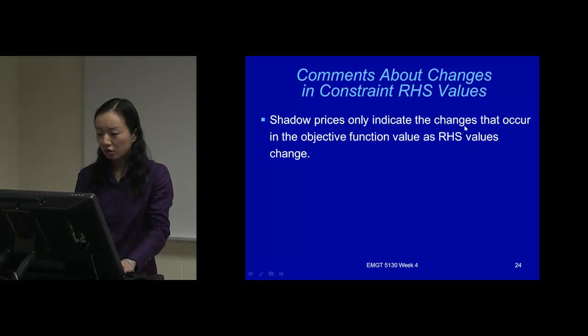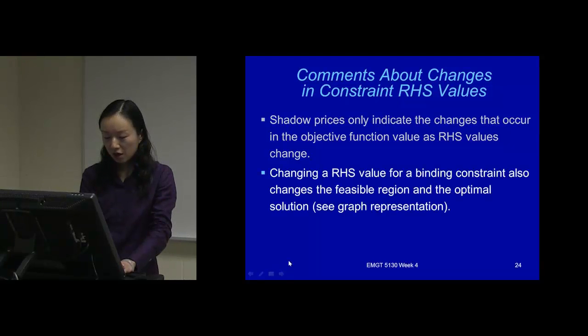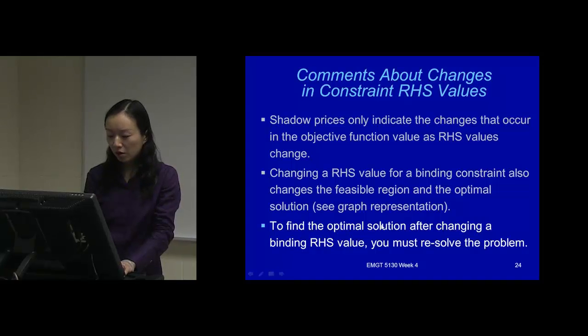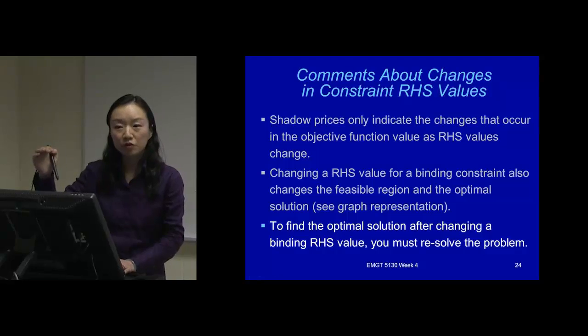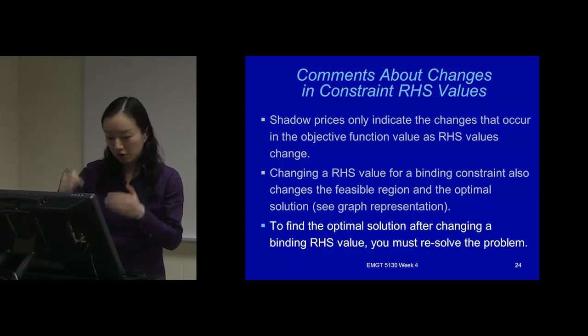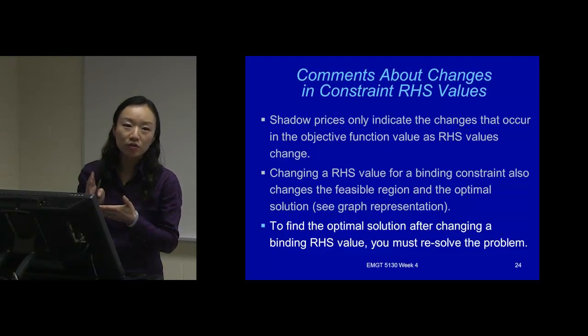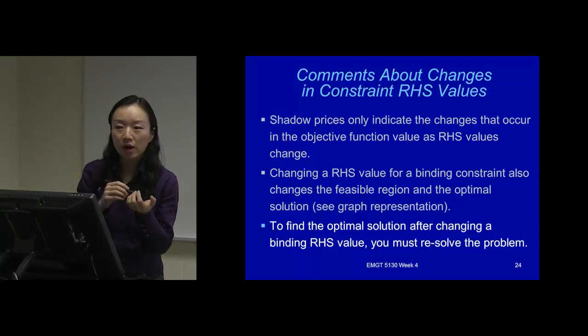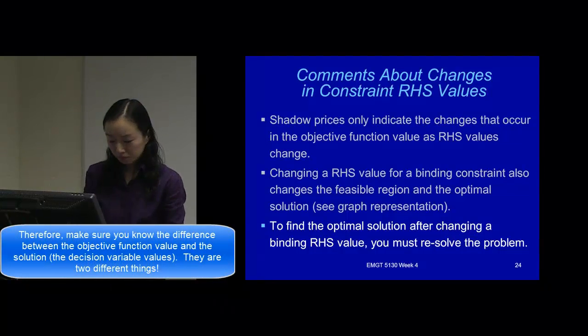Some comments. Shadow price only indicates the changes that occur in the objective function value as a right-hand side changes. Changing a right-hand side value for a binding constraint also changes the feasible region. To find the optimal solution after changing a binding right-hand side value, you must resolve the problem. Remember, in the previous part, when we talked about the coefficients in the objective function, the solution won't change, but the objective function value will change, and we can calculate it. In this case, we only know the impact on your objective function value. Originally it's 66,100. That's the total profit, and from the shadow price we can know, if we have 1 more unit of labor, how much impact it will have on our total profit. But we won't know how many to make for EcoSpas or Hydro-Lux. For that part, we have to resolve the model. It won't tell you how many units to make.